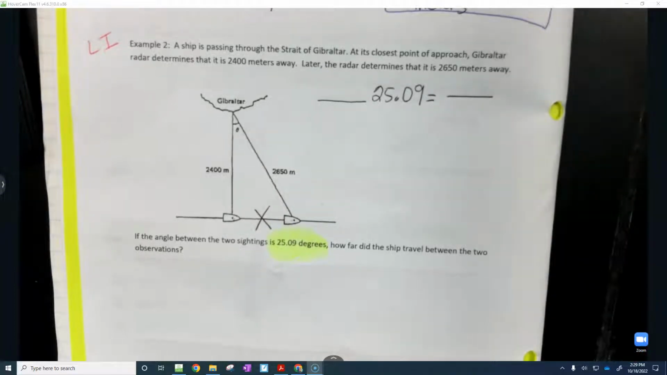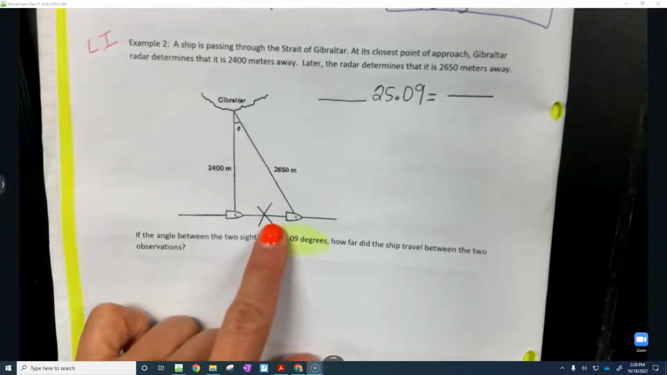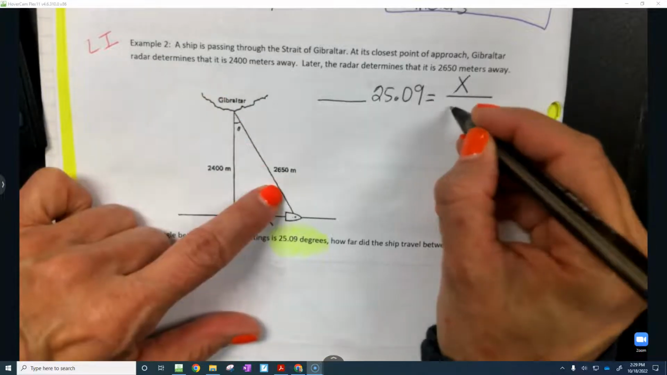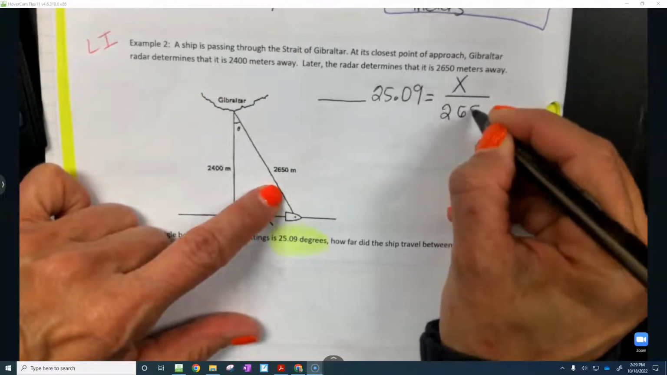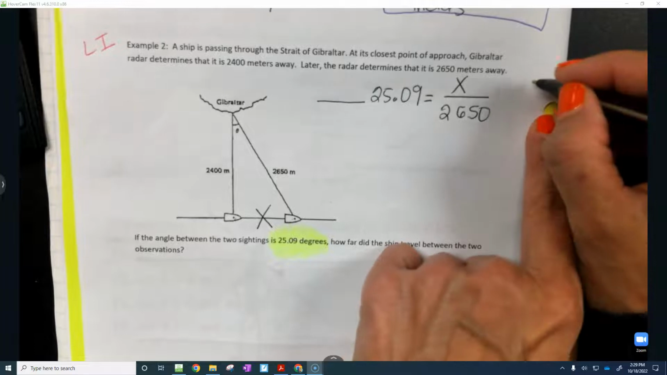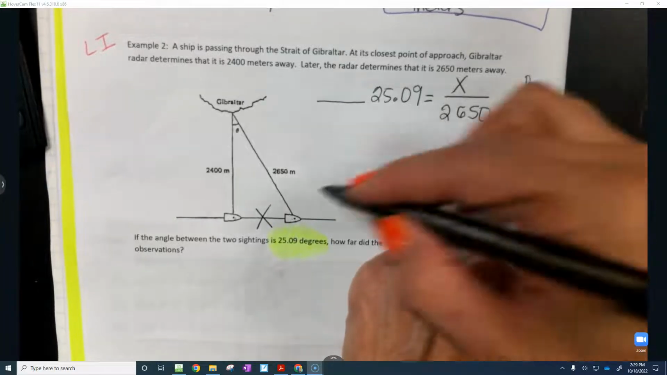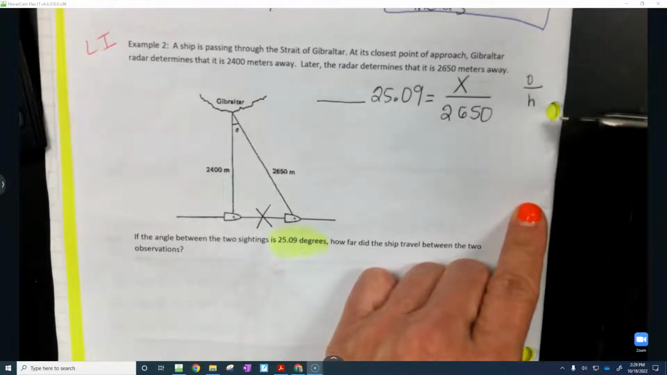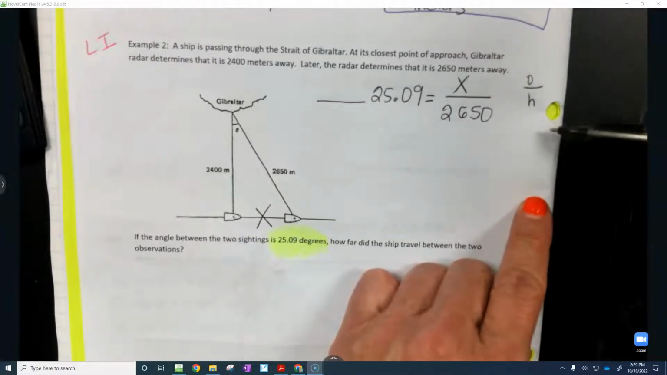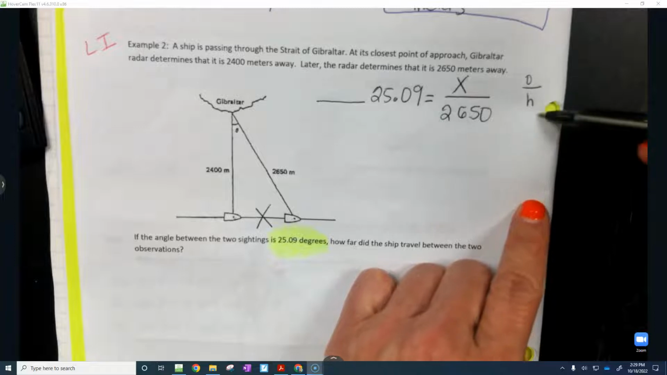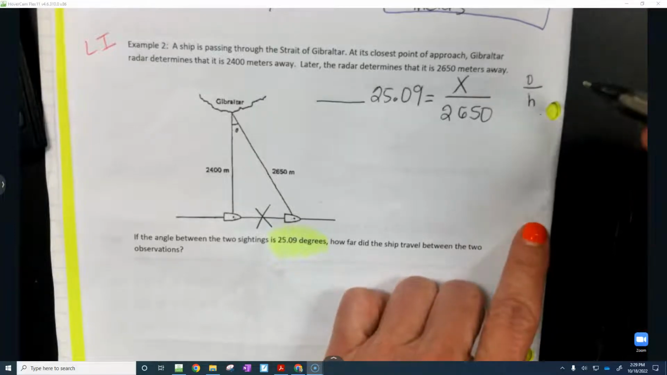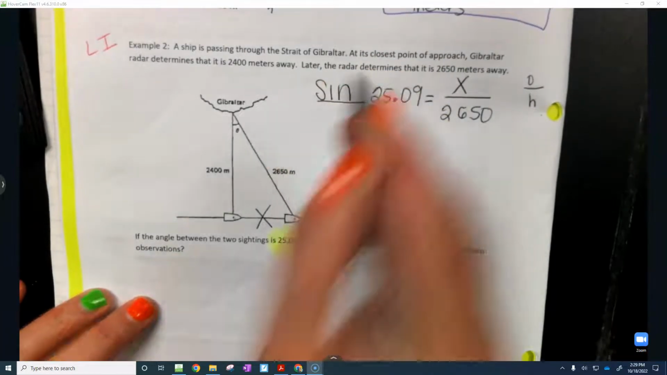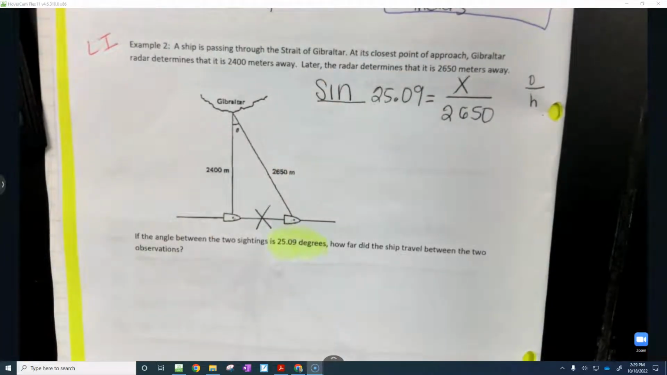I want to do something different for you guys. So now I am going to have x over the hypotenuse. And remember the x, you just told me it was opposite, and I used the hypotenuse. So I'm using O. So if I'm using O, what's the trig ratio? It's sine. That's the SOHCAHTOA. Yes. Did you get 25.09?